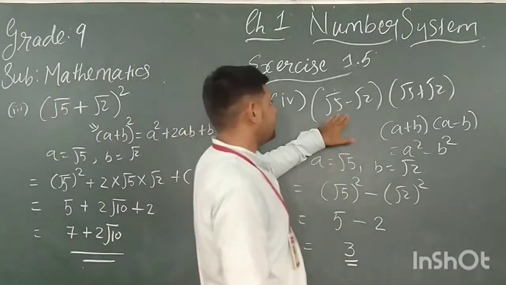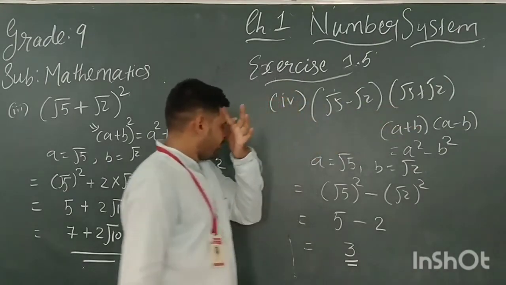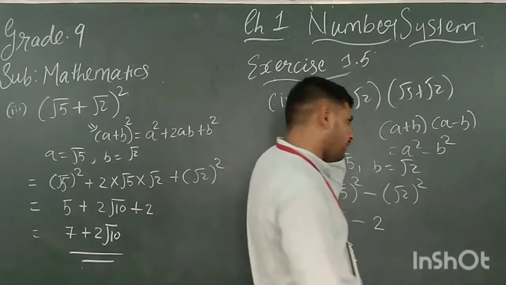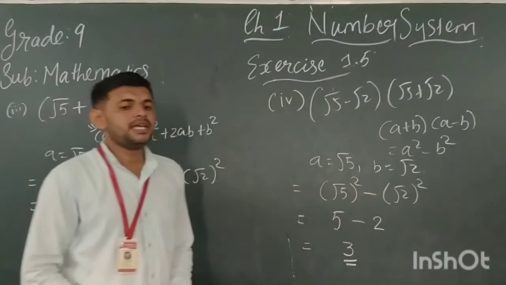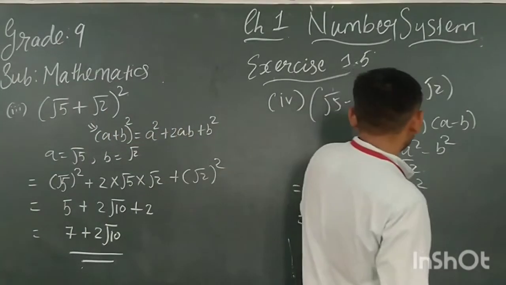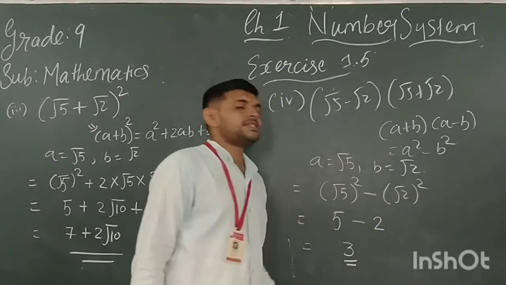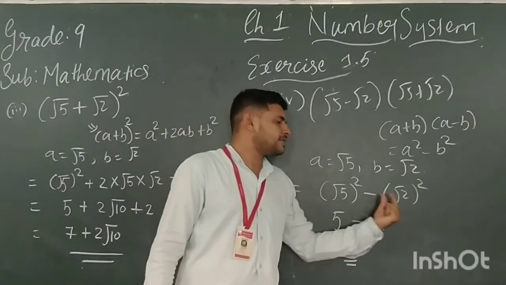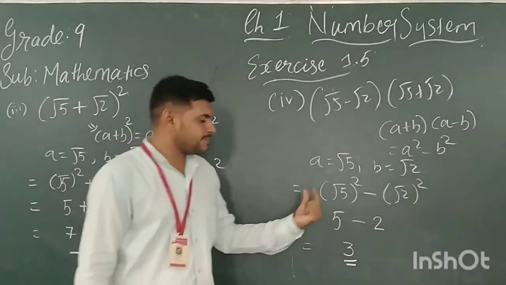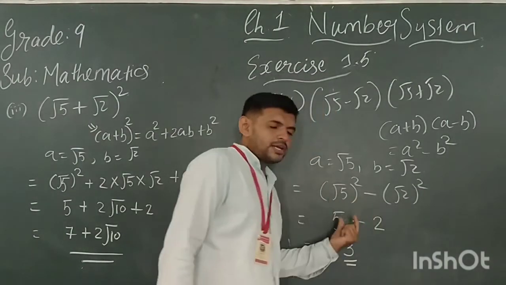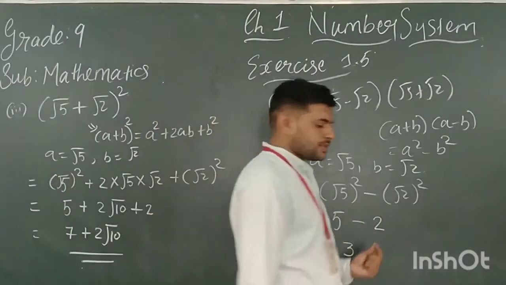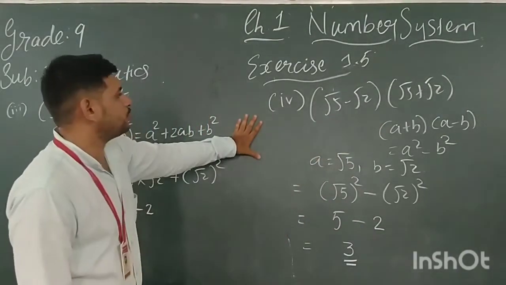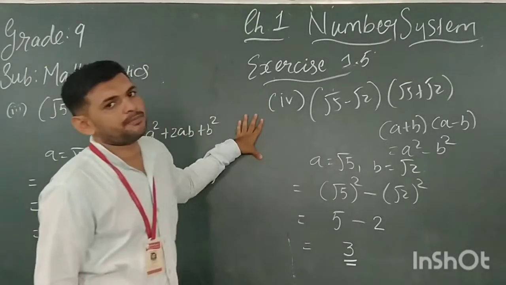I repeat the sum again, (a minus b)(a plus b), root 5 minus root 2, root 5 plus root 2. Here you can apply the formula of factorization, that is (a plus b)(a minus b), which gives a square minus b square. Assuming a as root 5, b as root 2, we get root 5 square minus root 2 square. The square of root 5 becomes 5, the square of root 2 becomes 2. So 5 minus 2 we get is 3. So our question number 2, that was simplification, has been completed here.